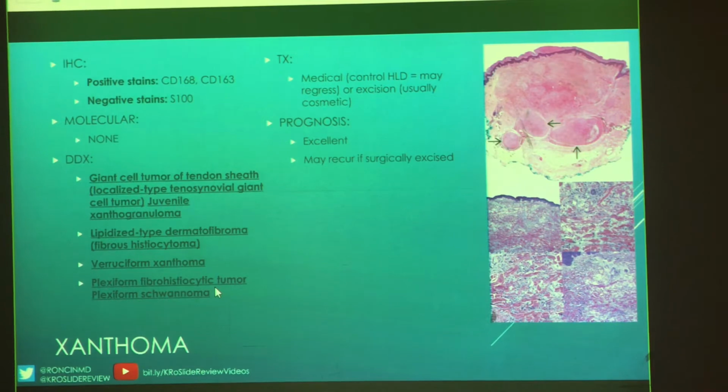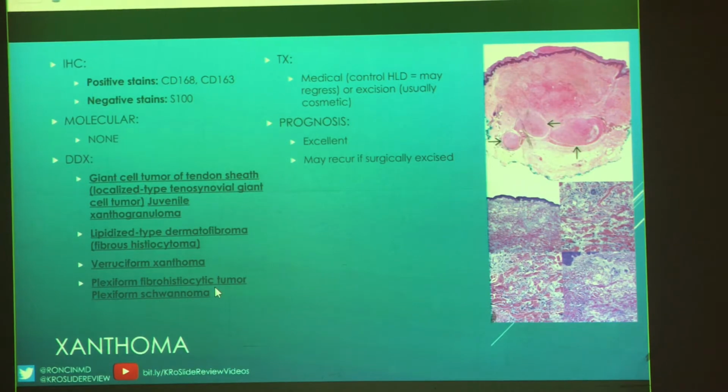And your differentials are going to be things that we're going to see repeated again and again in this lecture. So whether you're looking at, is it a very lipidized dermatofibroma or fibrous histiocytoma? Is it a verruciform xanthoma, which obviously would have some verrucous type features? Is this plexiform fibrohistiocytic tumor or plexiform schwannoma? Is it a giant cell tumor of tendon sheath or juvenile xanthogranuloma? Looks like I need to fix that because the spacing is a little weird on all that.